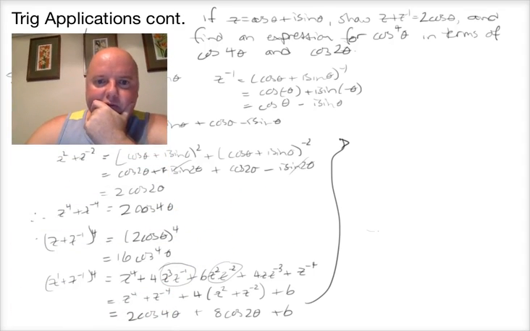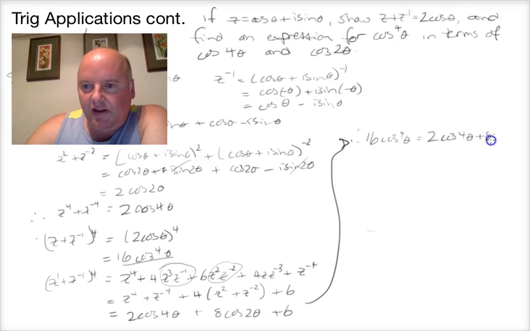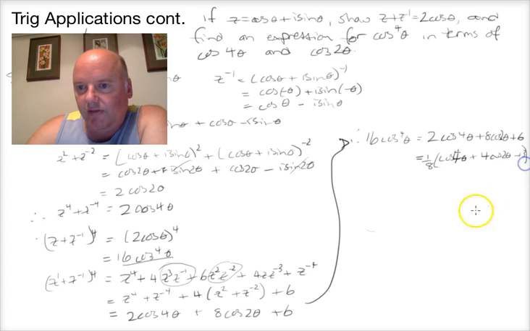So just finishing it off. So what have we got? We've got 16 cos to the power of 4 theta. So therefore, 16 cos to the power of 4 theta must be equal to, because that expression is equal to this expression, 2 cos 4 theta plus 8 cos 2 theta plus 6. You can take a factor of 2 out of all this, and then if you divide by 16, that will give you an eighth. We took a 2 out of that, so that's cos 4 theta. We took a 2 out of that, so that's 4 cos 2 theta. And we took a 2 out of that, so that's a 3.